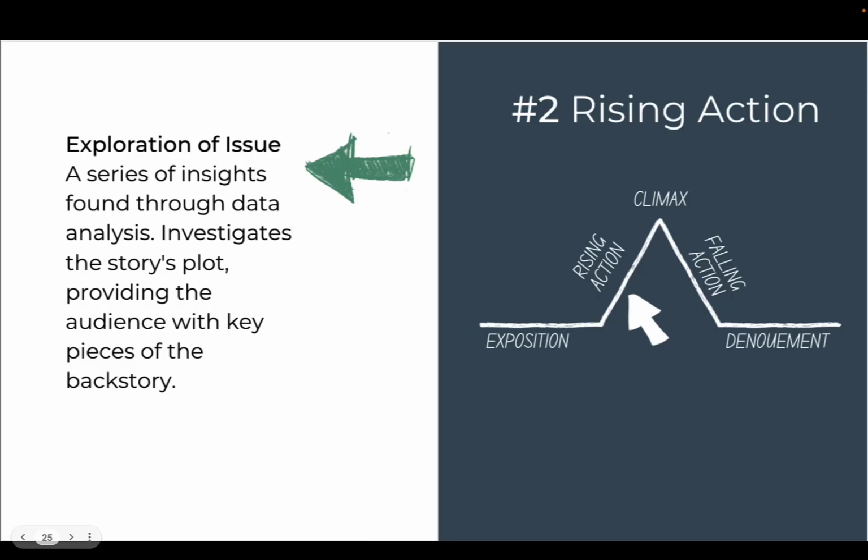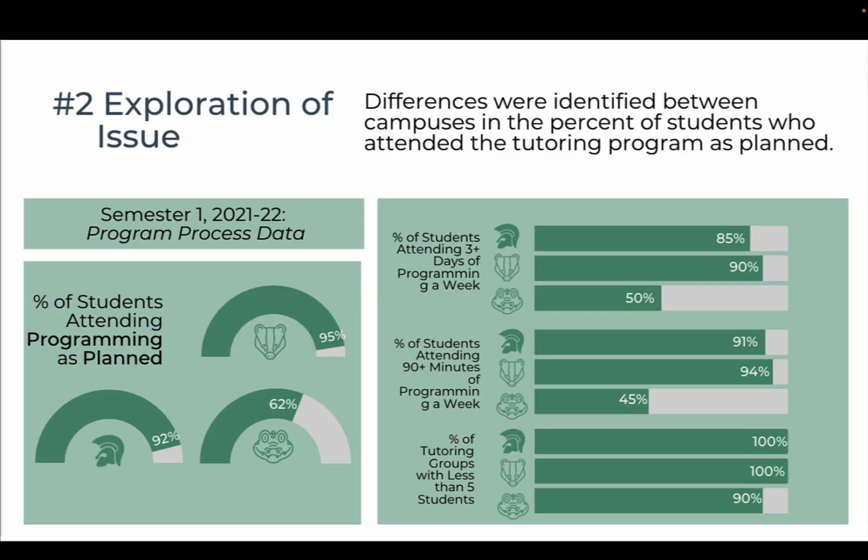The next step in Freytag's pyramid is the rising action. This is the series of insights that are found through data analysis. This part of the story investigates the story's plot and provides the audience with key pieces of the backstory. Here is an example slide presenting this point in the story.